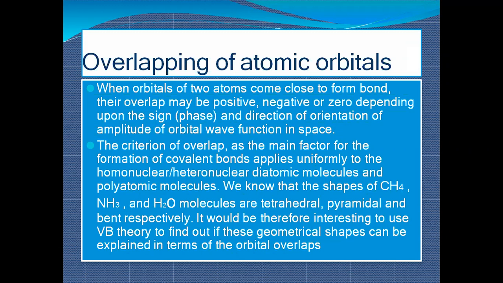Poly means many, atomic molecules where more than two atoms combine together to form a compound. For example, H2O, NH3, all are polyatomics. Okay. We know that the shapes of CH4, NH3 and H2O molecules are tetrahedral, pyramidal and bent respectively. So CH4 is tetrahedral, NH3 is pyramidal, and your water molecule's shape is bent. It's slightly bent, not at 180 degrees, it's bent shaped.